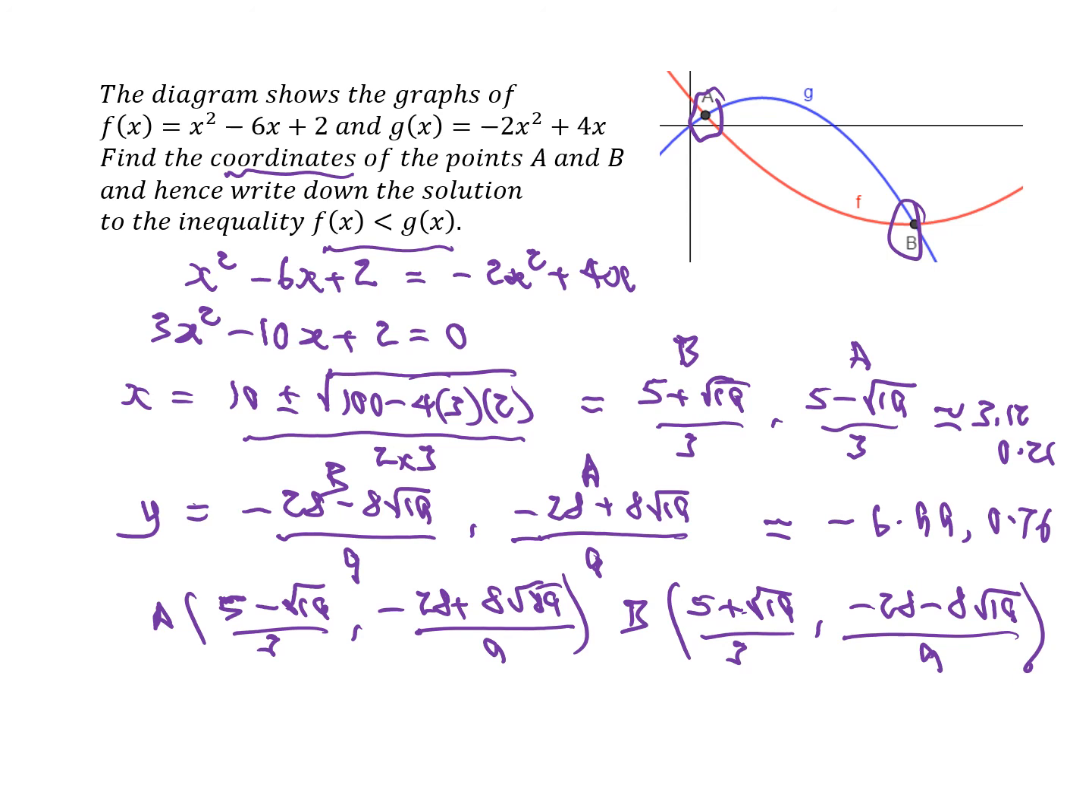So we're interested in this part of the graph here, which means that we're interested in the values of x, which I'm indicating on the x-axis here, those values of x there. So those values of x have to be described mathematically now, and so what we're saying is that the values of x are all of those values which are less than 5 plus root 19 over 3, but greater than 5 minus root 19 over 3.